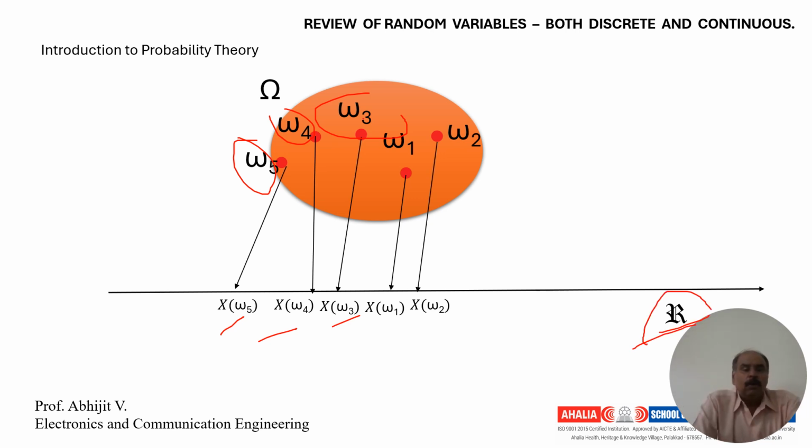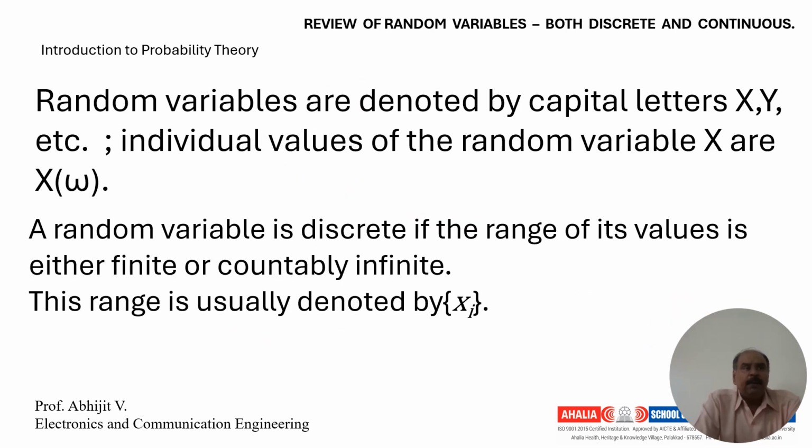So, random variables are denoted by capital letters X, Y, and so on. We have to follow certain nomenclature, only then others can understand what you have written. In general, all random variables are denoted by capital letters, capital X, capital Y, etc. Individual values of random variables are defined as the function of particular point in the sample space.